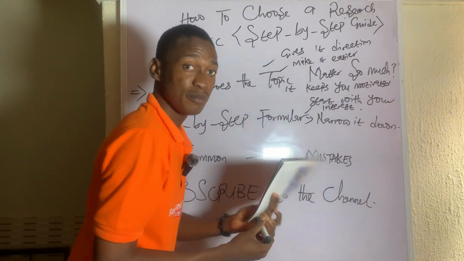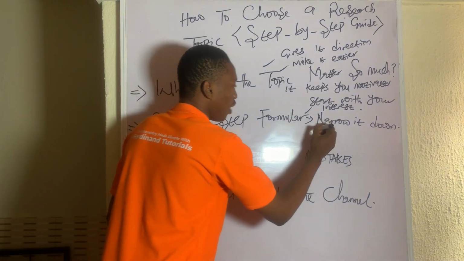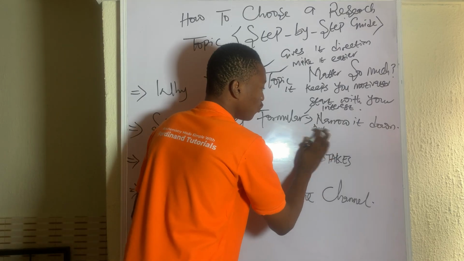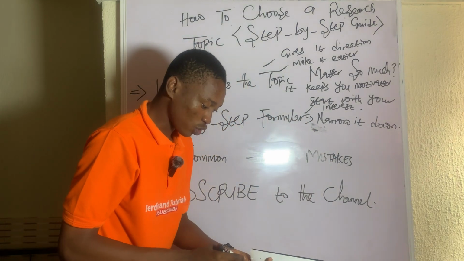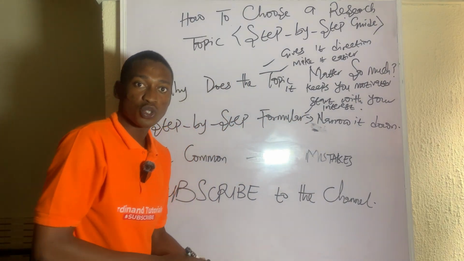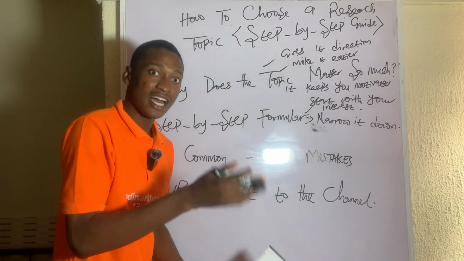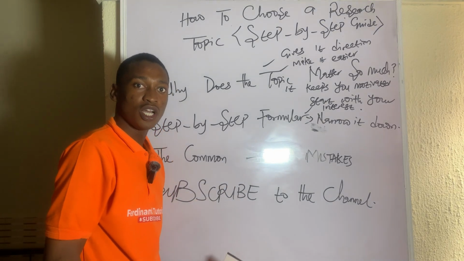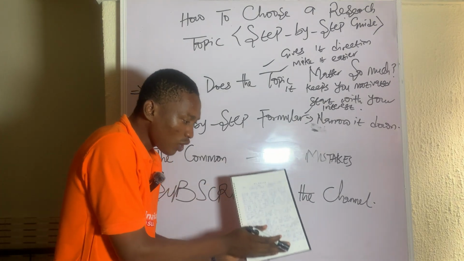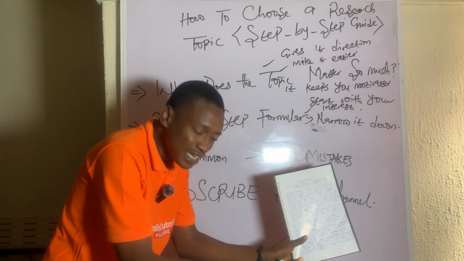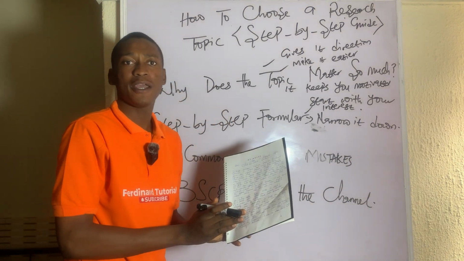Now, narrowing it down simply means you come down to say, okay, I want to focus on DNA. I want to focus on RNA. I want to focus on proteins. I want to focus on nucleic acids, like DNA, RNA. Just choose a particular part in that particular interest.